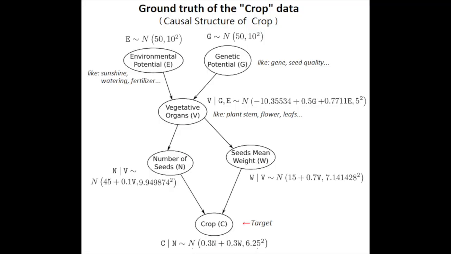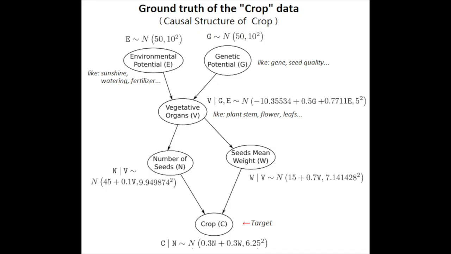This is the ground truth of causal structure, and we will compare between this and the result we're going to discover today. There are some factors named environmental potential, genetic potential, vegetative organs, number of seeds, seeds mean weight, and at the bottom, there's a target factor named crop, which means yield in the field. You can see all nodes connected by arrows, which means direct cause from upper nodes to lower nodes. We will visit this again.